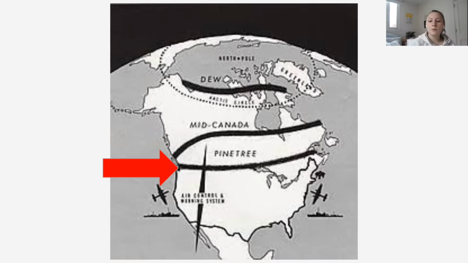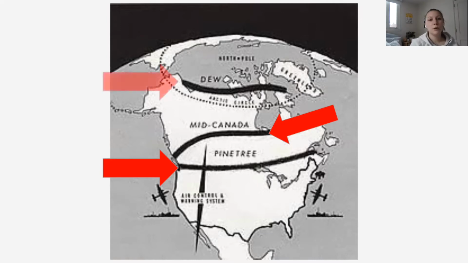The second line that was put in place was the Mid-Canada Line. This line was a cheap solution to the problem, but the radars weren't effective enough because they identified anything that was within their vicinity. So they could trigger a warning when a flock of birds would pass by. This was called the tripwire system.